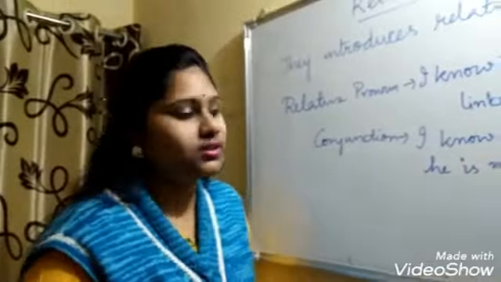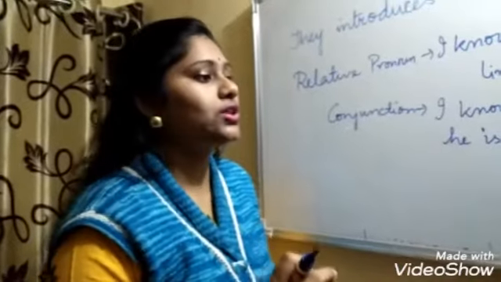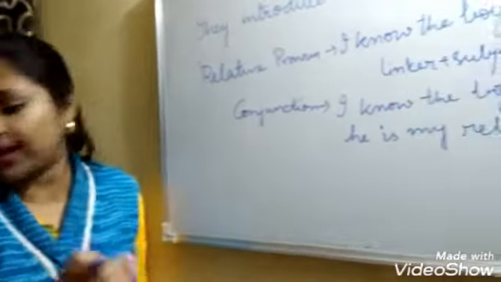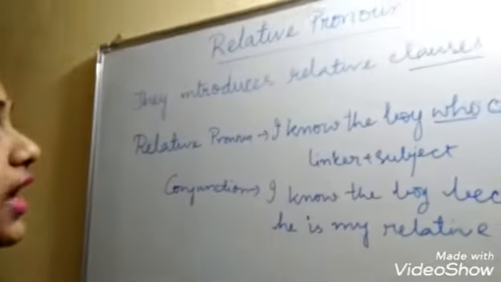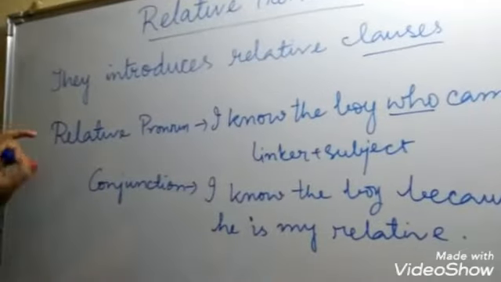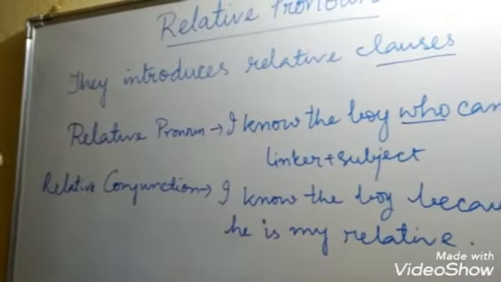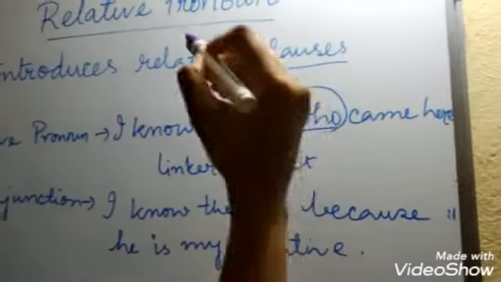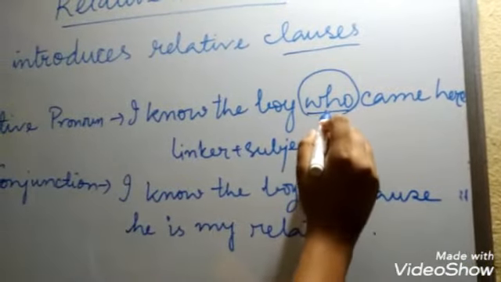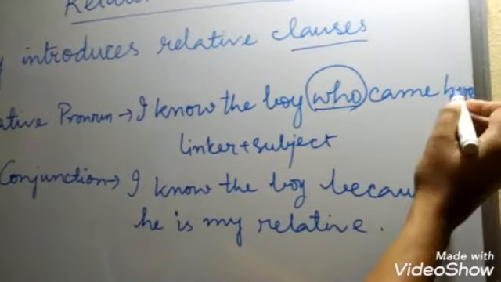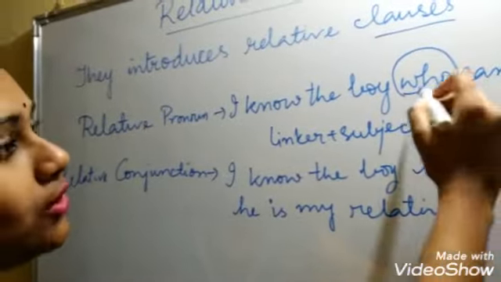Just now we discussed the types of relative pronouns, and there I said that linkers like what, as, and but function as relative pronouns. Now you see the difference between a relative pronoun and a relative conjunction. See, relative pronoun: I know the boy who came here. Here this word who is a linker also, and it is acting as the subject of the clause also.